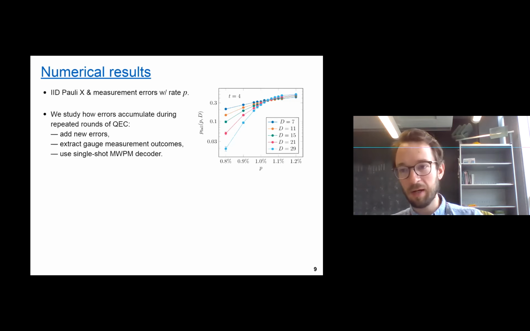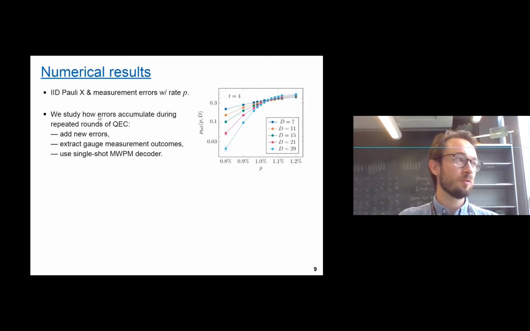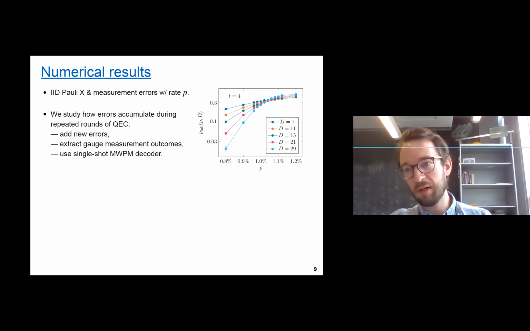So we're going to look at how errors accumulate during repeated rounds of QEC, as I said. Each round, we have X errors on all the qubits, IID noise, then we extract the gauge operator outcomes noisily, and then we use this single shot minimum weight matching decoder, which remember has 2 rounds. First, we use minimum weight matching to validate and repair the syndrome of the flux, and that gives us the stabilizer syndrome, which we can then correct in a standard way using minimum weight matching.